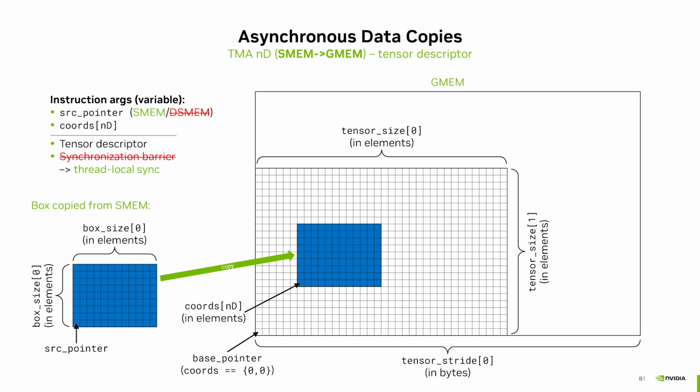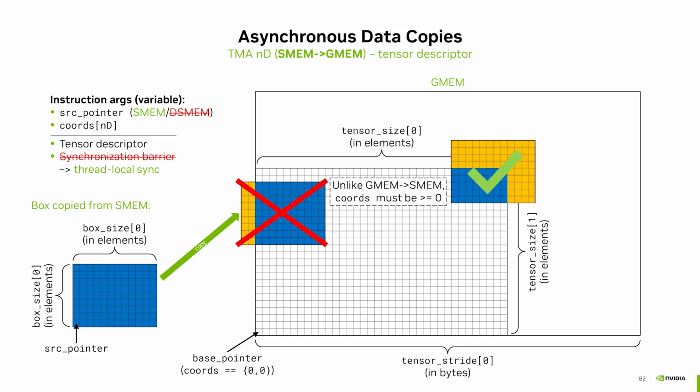Synchronization is also different: instead of barrier synchronization, it's done with a thread local synchronization. And finally, with respect to going out of bounds, you can go out of bounds on the right, but you cannot go out of bounds on the left. So coordinates must always be non-negative, which is kind of asymmetric.